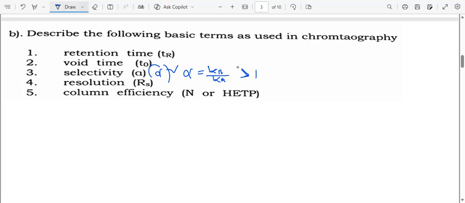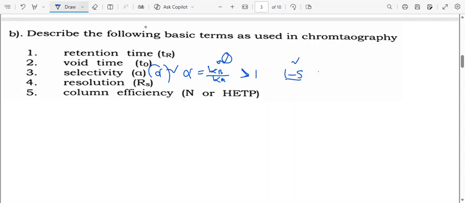When we want a big value here, in the range of 1 to 5, that gives us a better or faster separation. The sample with the biggest number should be on top, so that we have at least a value of 1 and above, and that will be the best separation. So that is it about selectivity. It's just the measure of how well two substances or compounds can be separated.